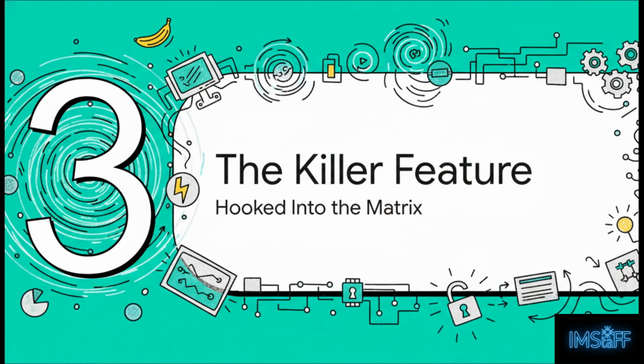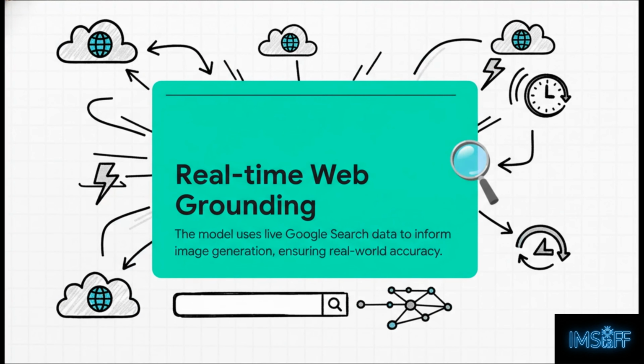Now, if you thought that was impressive, we're moving on to the most unique and honestly the most powerful feature that sets this thing apart from everybody else. This is its secret weapon. See, most AI models are basically stuck in the past. Their knowledge was cut off whenever their training ended. Not this one. Nano Banana 2 has a live connection to the internet. It uses Google search in real time to know what's happening right now.